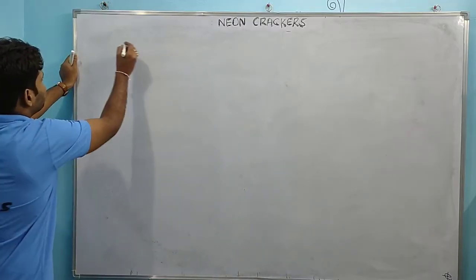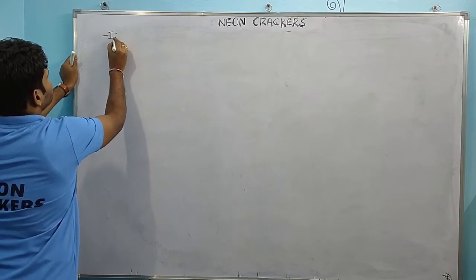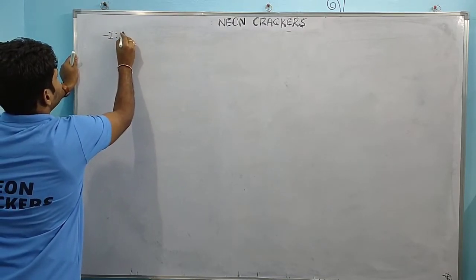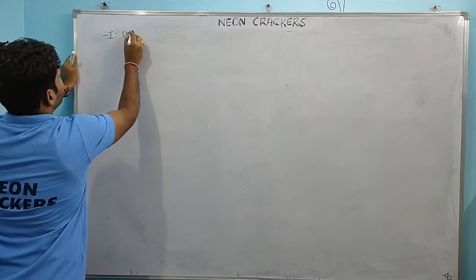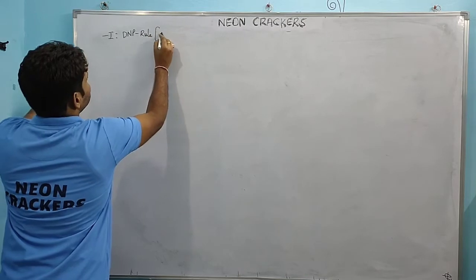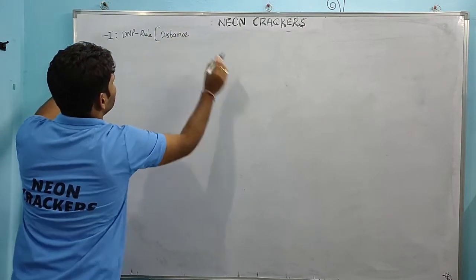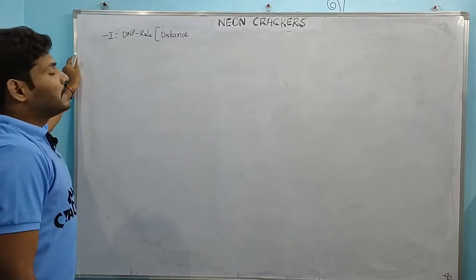For minus I, what trend do we have to follow? For the minus I application, we use the DNP rule. First one is distance. Of course, the first factor for inductive effect is distance.